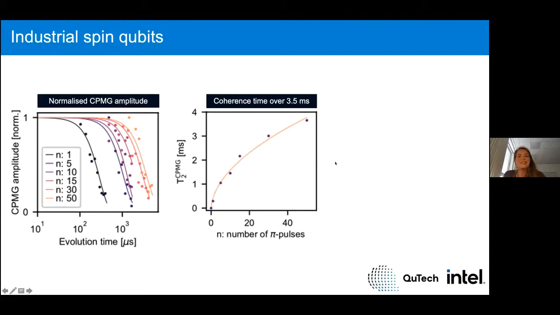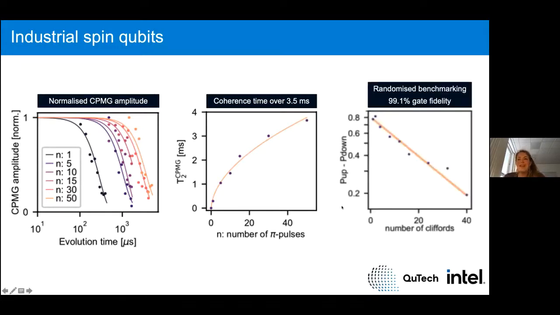And then finally, to study and analyze the quality of our qubit gates, we perform randomized benchmarking, and we get a single qubit gate fidelity of about 99.1%, of over 99%.